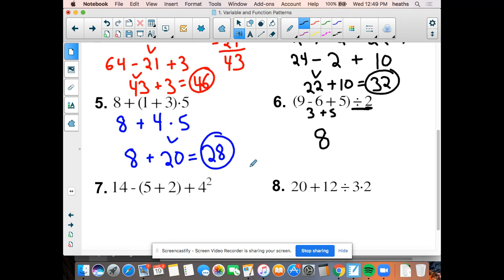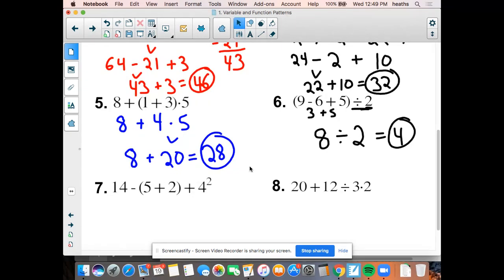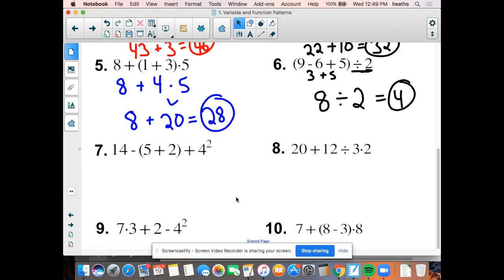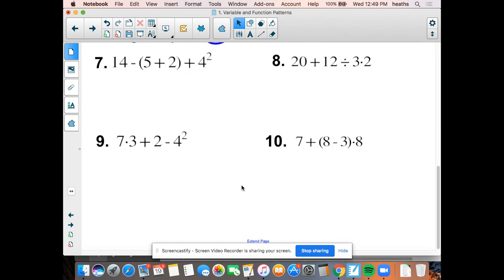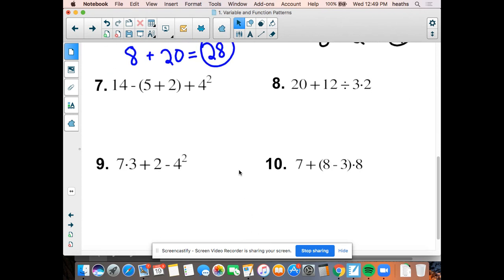And then there's only this portion of the problem left, so let's drop it down. We're only left with division, so 8 divided by 2 is going to give you 4. So your final answer for number 6 is 4. Okay? Number 7, 14 minus parenthesis 5 plus 2 plus 4 to the second.